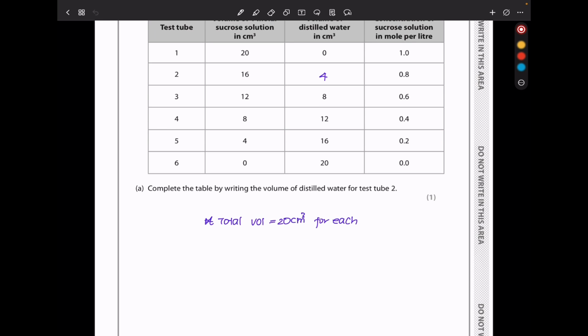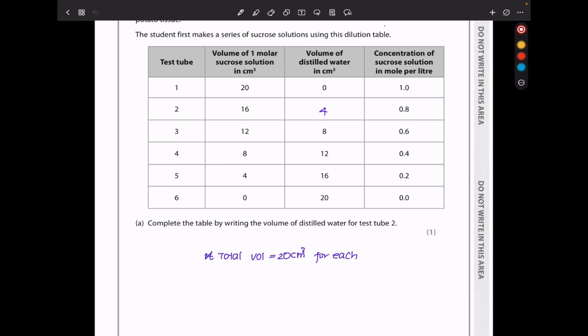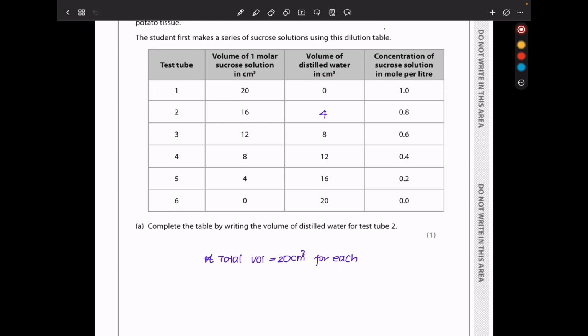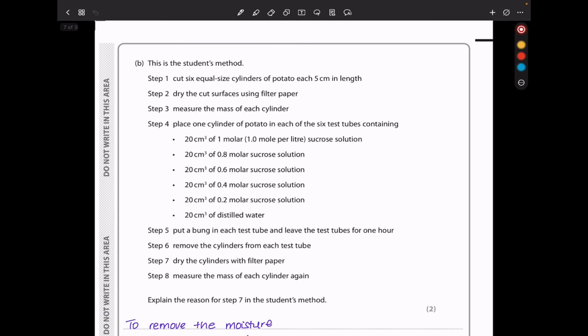And they say complete the table by writing the volume of distilled water for test tube 2. Of course, it's going to be 4 centimeters cubed since the total volume is going to be kept to 20 centimeters cubed. In part B, they say this is the student's method.